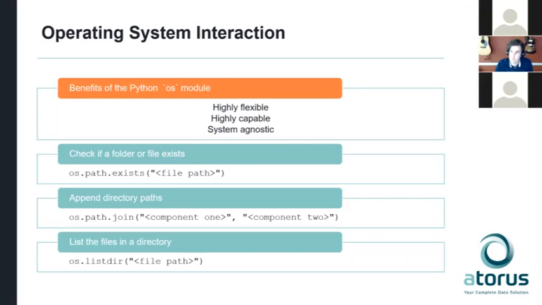These are the three we're going to start out with. As I said, the OS module can do a ton more things, and this is a very limited scope of what we're looking at today. But these are the three that are going to help us through the stuff that we need to look at today.